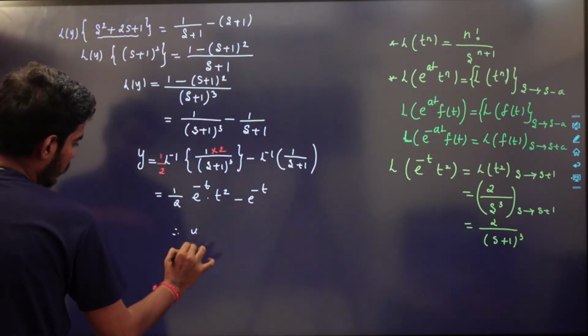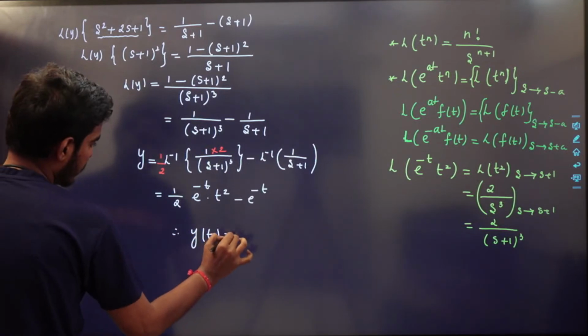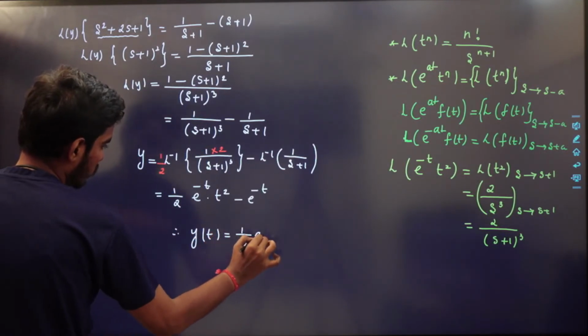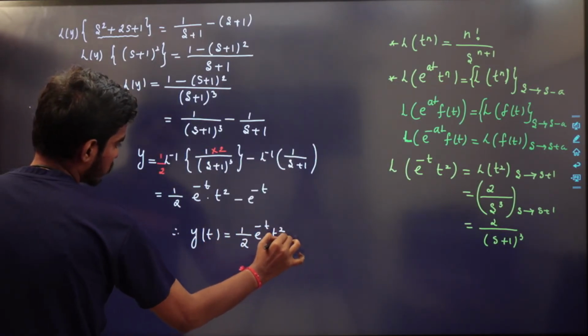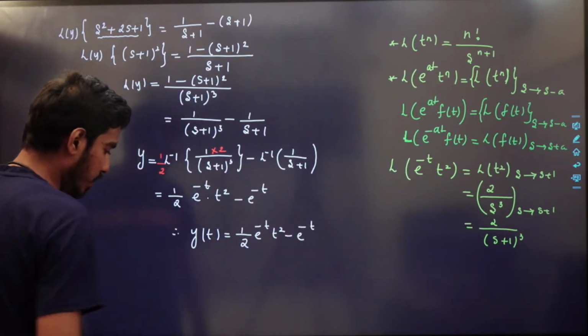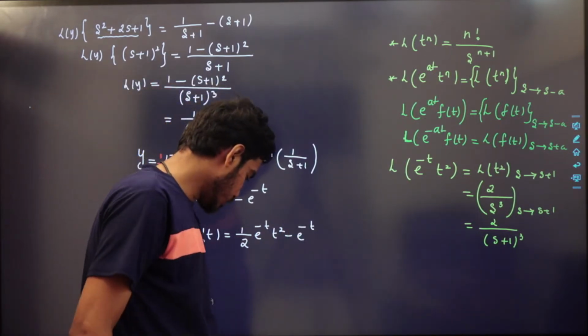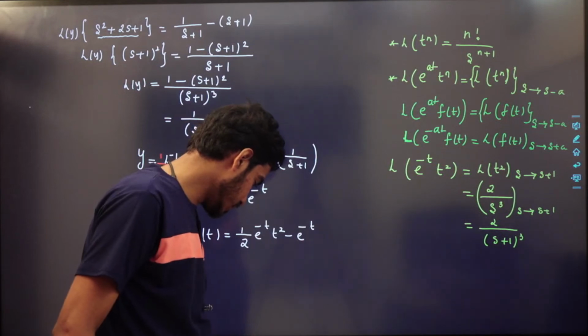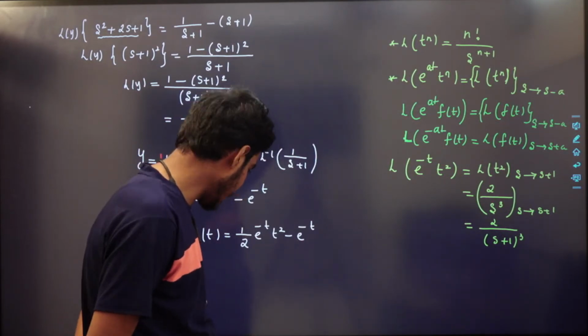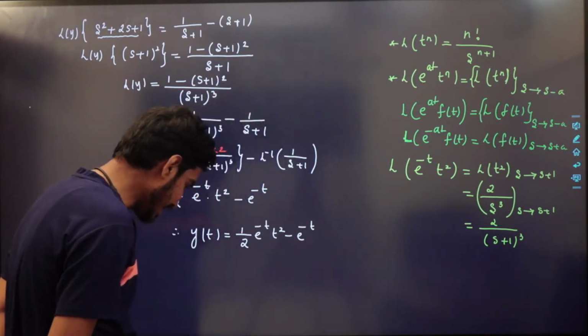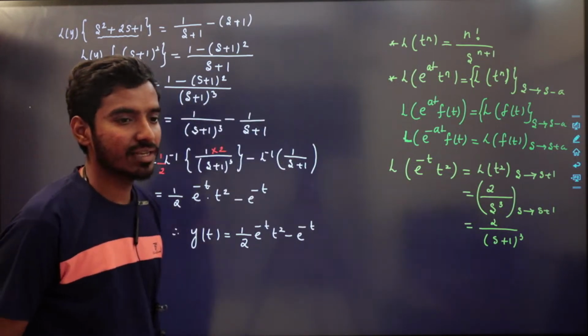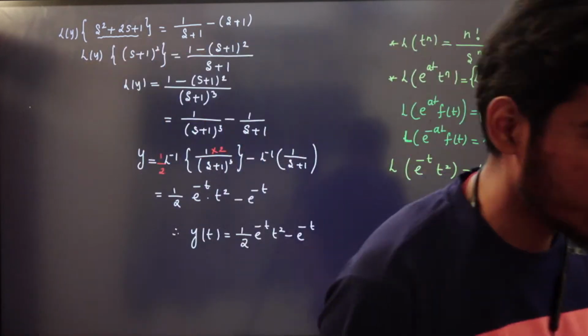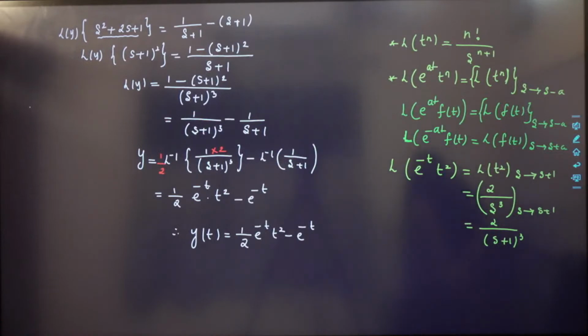Therefore, required y of t is 1 by 2 e power minus t square minus e power minus t. This is your required answer: e power minus t square by 2 minus e power minus t. So up to now, very easy, very interesting, Laplace transform. So that's it. We'll stop here.